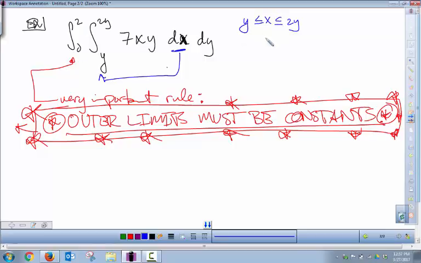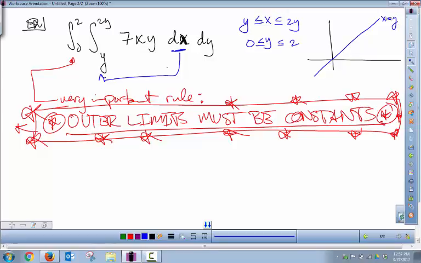And then my y limits are constants that go from 0 to 2. So what I would be interested in looking at is to see how this is going to look in the graph. My graph x is equal to y is this 45-degree line.